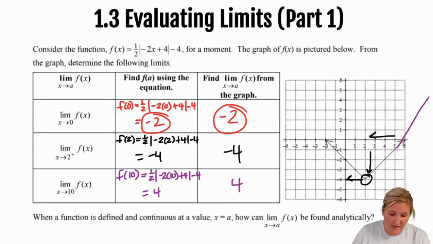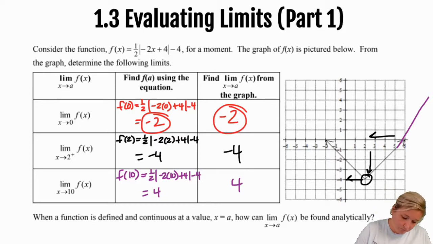When a function is defined and continuous at x equals a, so it has to be defined. Like if we're approaching as x approaches 0 and x is in the denominator, that makes the denominator 0, so it's not going to be defined there. So we have to do some manipulation. We're going to look at that later. How can we find the limit as x approaches a? How can it be found analytically?